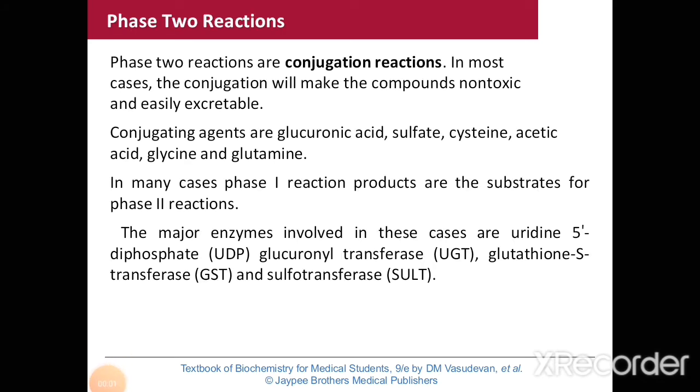Phase 2 reaction mainly involves the conjugation reaction. In most of the cases, the conjugation will make the compound non-toxic and easily excretable. The conjugating agents used are glucuronic acid, sulfate, cysteine, acetic acid, glycine and glutamine. In many cases, phase 1 reaction products will be the substrate for phase 2 reaction. And the major enzymes involved in these cases are uridine diphosphate glucuronyl transferase, glutathione transferase and sulfotransferase.